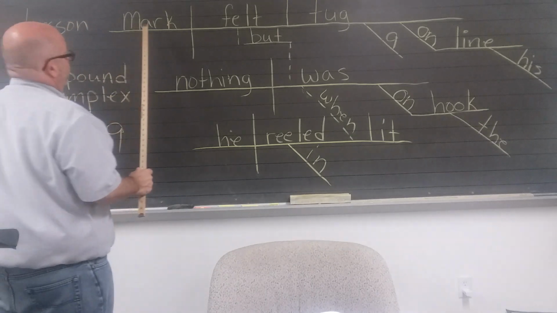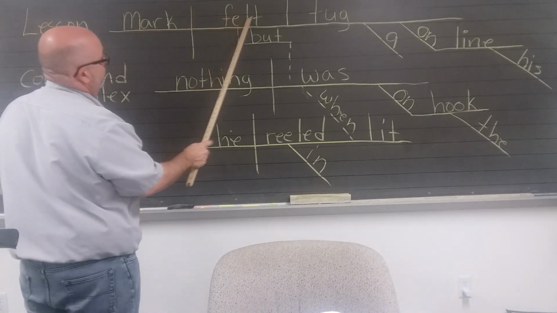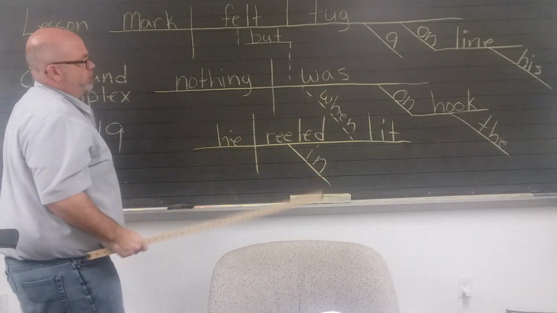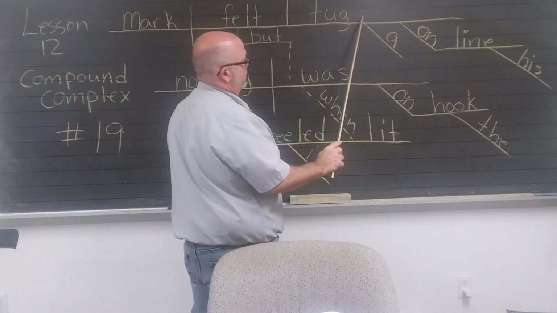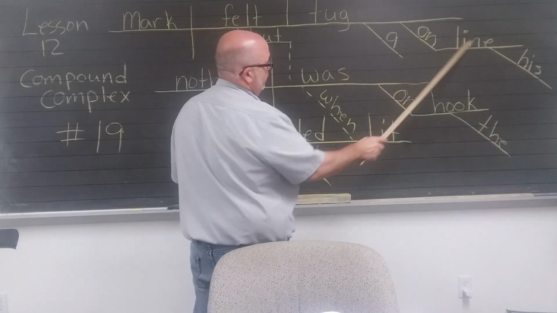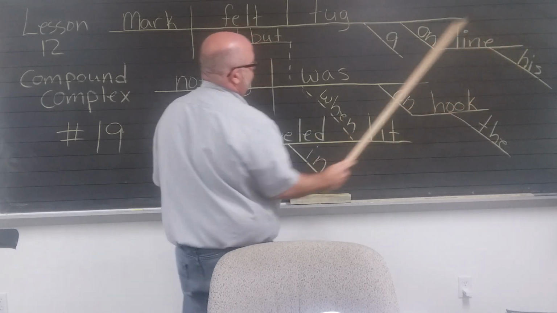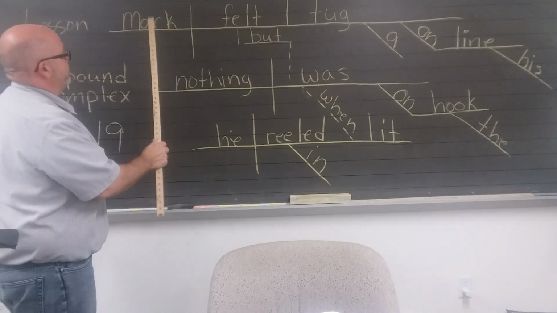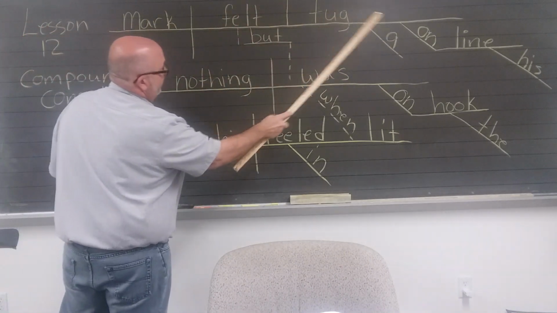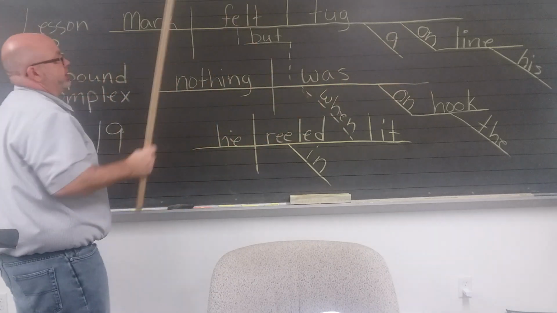All right, we said Mark is the subject, felt, tug. Make sure you put the prepositional phrase in the right place. This is an adjective phrase talking about the tug. Which tug? The one on his line. On line his. Don't forget about the little adjectives. A tug. All right? Mark felt a tug on his line.